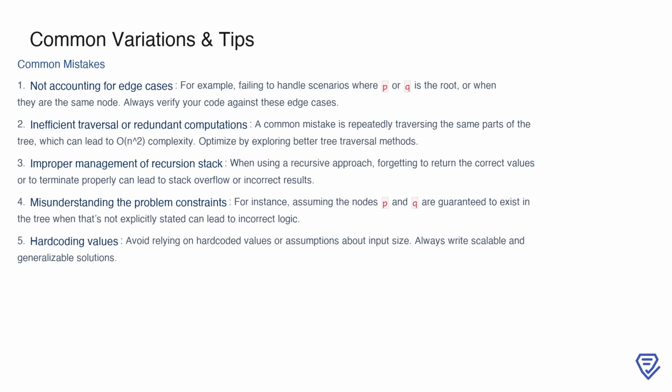Recursion, while powerful, also comes with its pitfalls. Forgetting to return the correct values or failing to terminate recursion properly can lead to stack overflow or incorrect results. It's also important to carefully check the problem's constraints. For instance, don't assume P and Q will always exist in the tree unless the problem explicitly guarantees it. Finally, avoid hard-coding values or making assumptions about the size of input data. Your solution should be robust, scalable, and able to handle a variety of tree structures without making arbitrary assumptions.